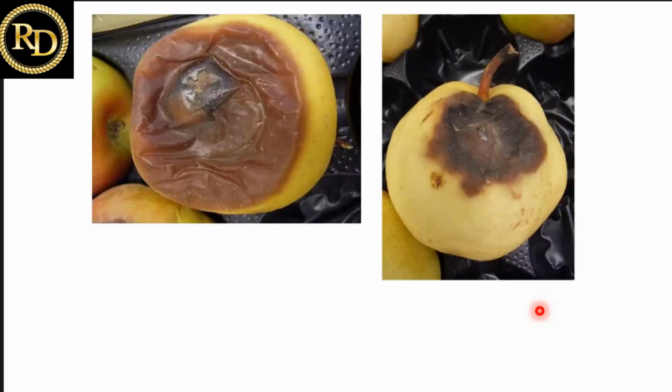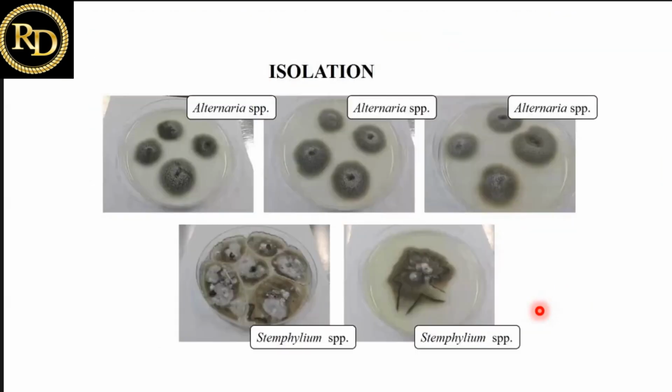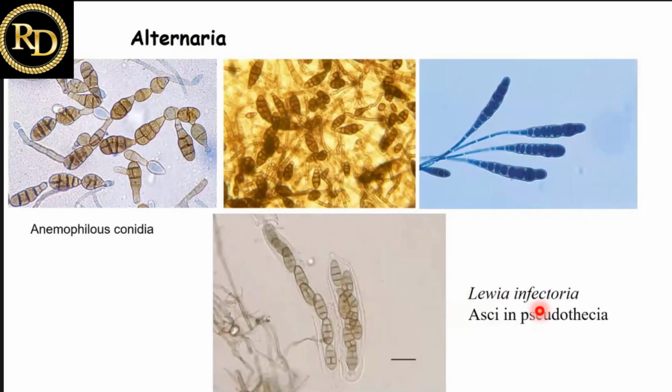These are other symptoms on apple and pear. These are some isolates of Alternaria. And here you see under a microscope, identification, at least of the genus, is quite easy because there are these conidia, which are dark, muriform, with a beak and multicellular.